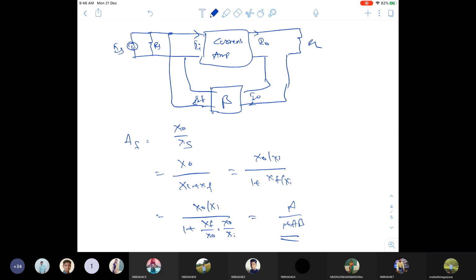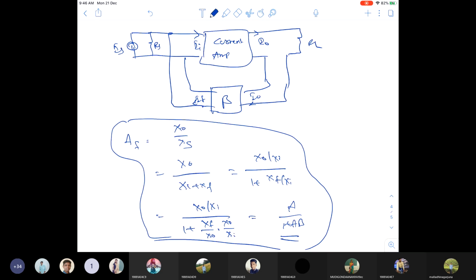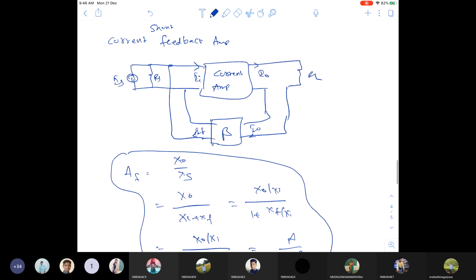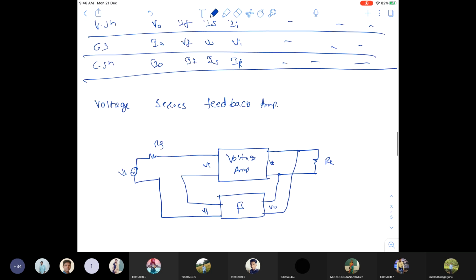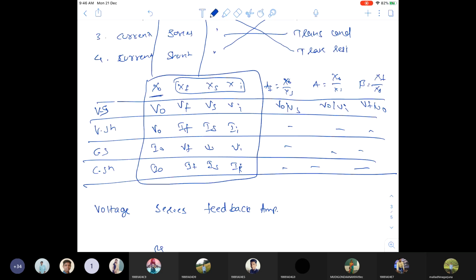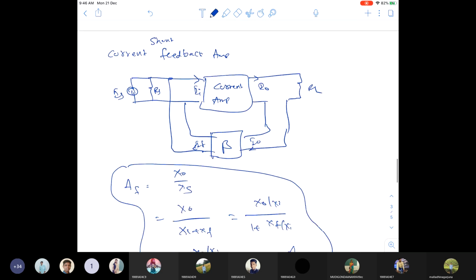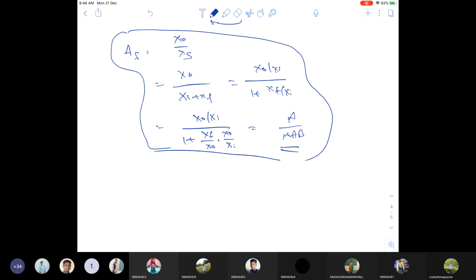Now, for these four types of feedback amplifiers, this derivation is common to all. Only thing is it depends on this table. So we find out what X naught, XF, XS, XI are for the four different types of topologies. We just rename X naught, XS, XI, XF with the corresponding electrical parameter. Then you'll get this equation. So this is common to all. Like this you can do the gain calculations.